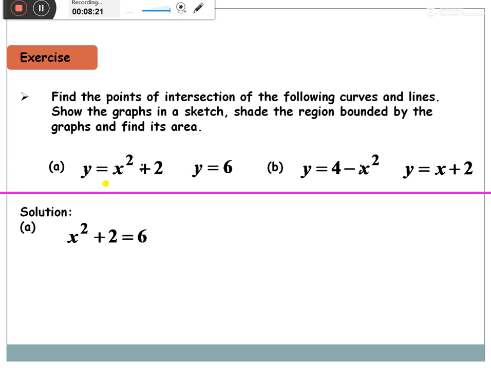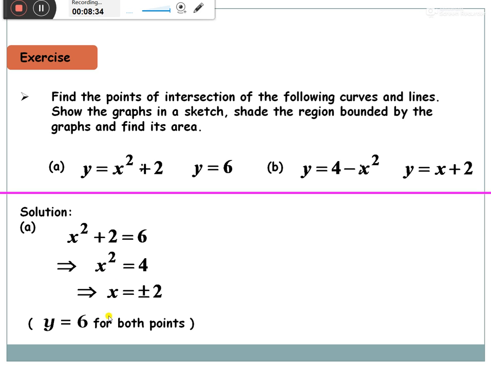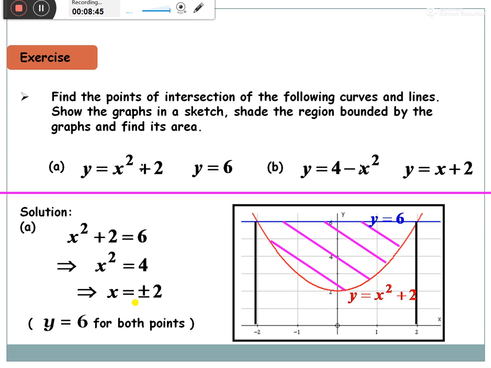First of all, we have to find the point of intersection. That means substitute the value of y in the first equation. Then it becomes x square plus 2 is equal to 6. And therefore, x square is equal to 4 and x is equal to plus minus 2. And y is equal to 6 for both the points, because here this line y is equal to 6 is there. That means the points are (2, 6) and (minus 2, 6) is the point of intersection of the curve and the line y is equal to 6.